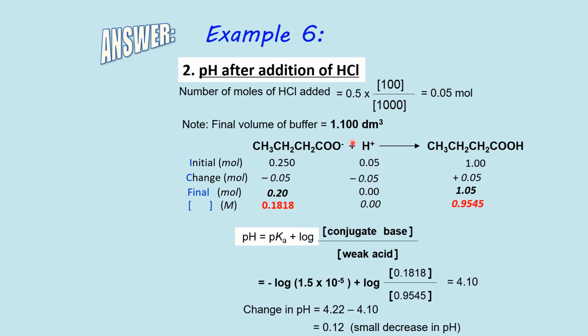And then the limiting reactant is finished, consumed, because it totally reacts with the butanoate ion. And then the acid is 1.05 mole divided by 1.1 dm³, you get 0.9545 for the new concentration for the weak acid. Again, formula substitution, and then the pH after addition of hydrochloric acid is 4.1. Before 4.22, after is 4.1. So the change in pH is 0.12, a small decrease in pH when strong acid is added. So this proves the property of a buffer solution, that it can resist the change of pH.